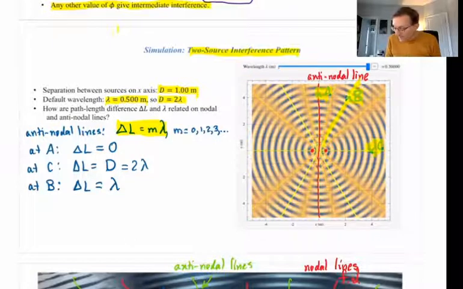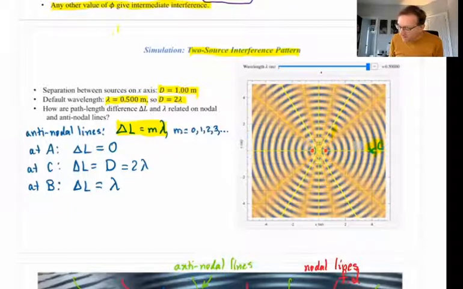Now you can keep going around, but you'll come back to the antinodal line where that B is on again if you keep going clockwise around, and that'll be a delta L of lambda. And then you'll get back to the antinodal line going up and down, so that'll be 0. The pattern repeats, is the point. And so we can basically understand where the antinodal lines are in the pattern based on path length difference. But now I want to look at nodal lines, okay? All right, so let me clear out some of my drawings here.